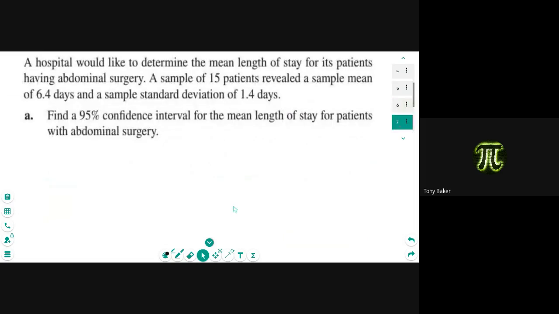Yeah, this one. I am on the right screen. Okay, yes, I'm on the right screen.